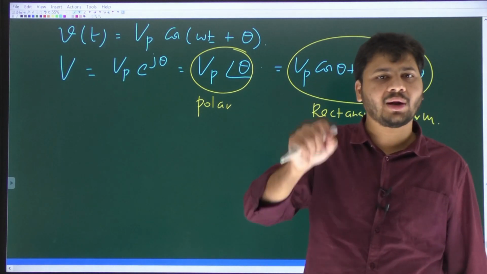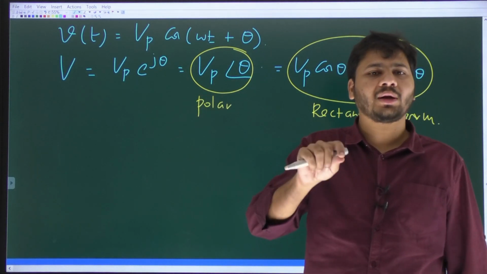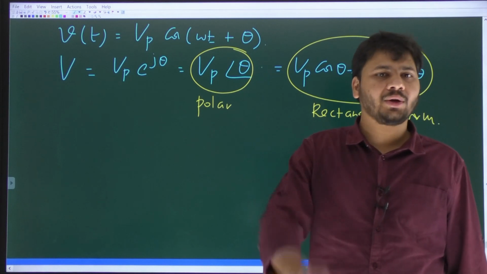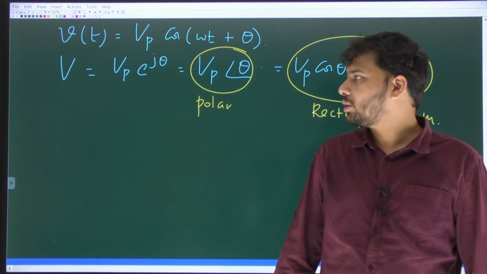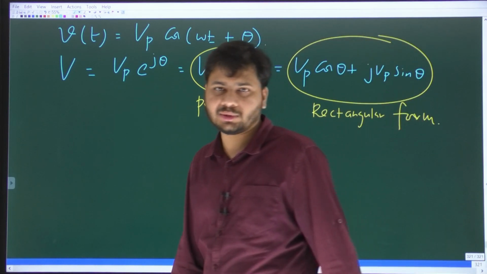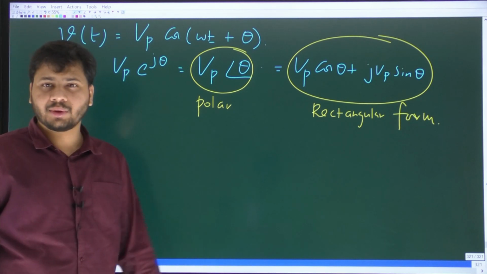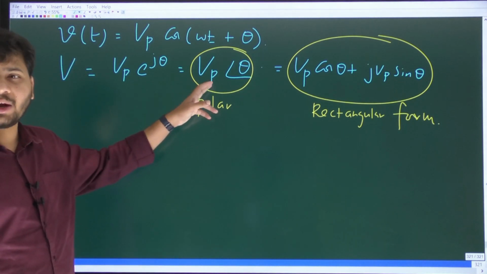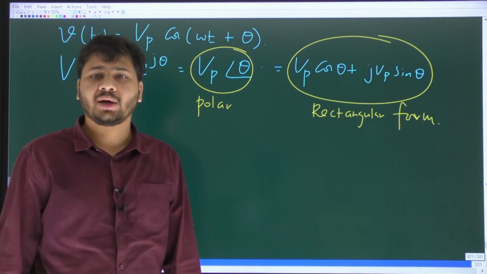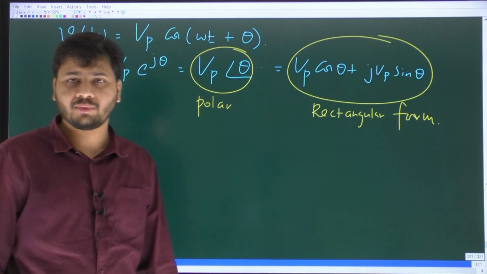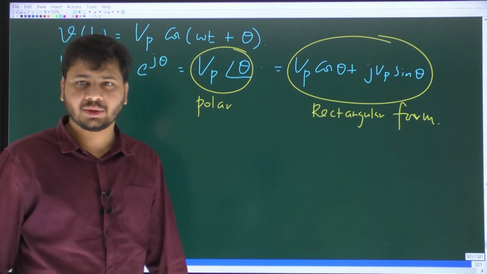But if I simply write 100 angle 30 degrees volts and just leave it like that, then that 100 volts is the amplitude of the sinusoidal voltage or current. So as we go along, you will become more familiar with these things, okay? In general, in the context of circuit analysis, the magnitude of the phasor is the same as the amplitude of the corresponding sinusoidal current or voltage, okay? I hope it is clear up to this point, okay?